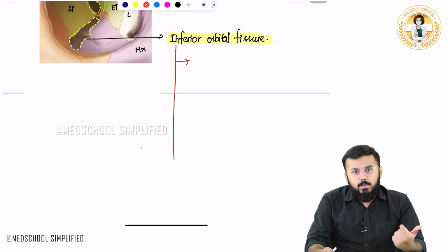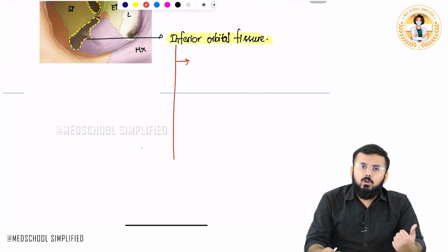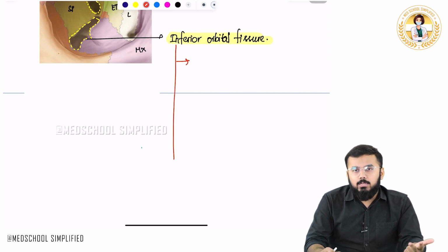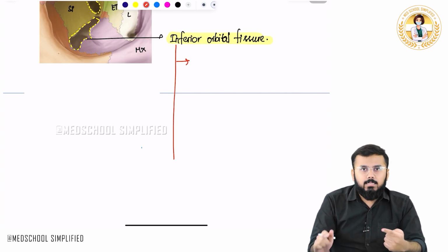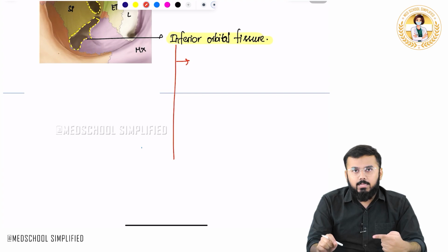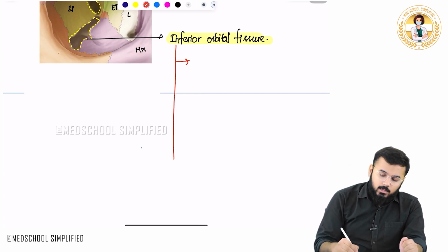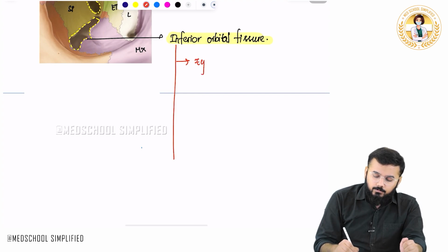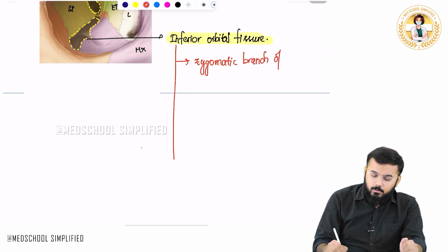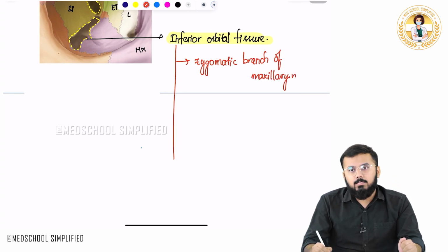The first important structure is the maxillary nerve, right? We have ophthalmic, maxillary, and mandibular. All these are the nerves of the trigeminal nerve. Ophthalmic is called V1, maxillary is called V2, mandibular is called V3. Now the maxillary nerve again has some branches. One branch is called the zygomatic branch. So the zygomatic branch of the maxillary nerve is one.